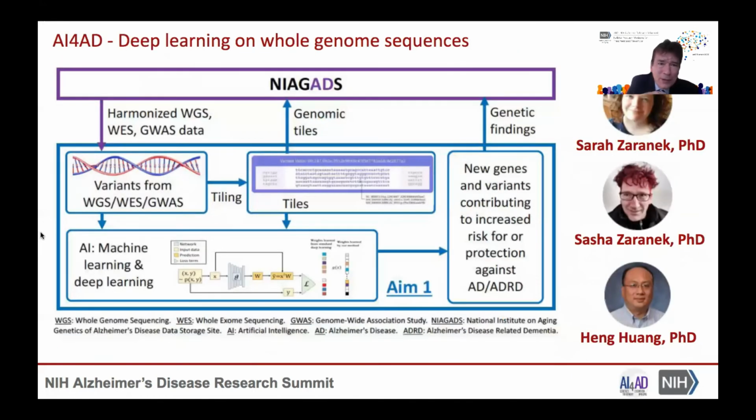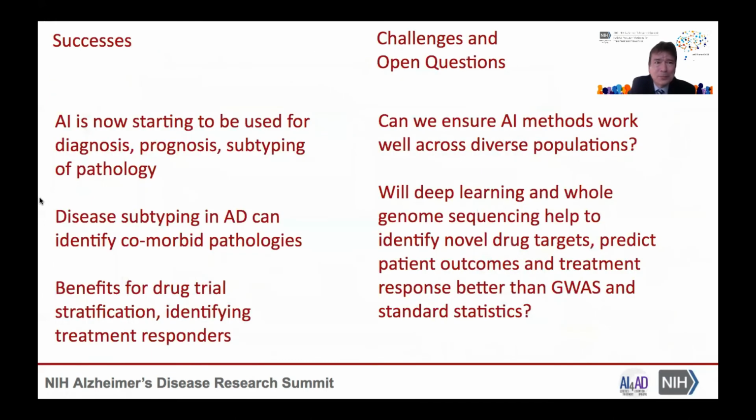To do deep learning on whole genome sequences, a lot of data reduction is necessary. Sarah and Sasha Zaranek at Curie Corporation and Harvard University are splitting up the genome into tiles and then allowing us to feed in these methods here to Kang Huang's InterpretNet algorithm that makes inferences about disease status and prognosis based on the whole vast array of tiles coming from the genome.